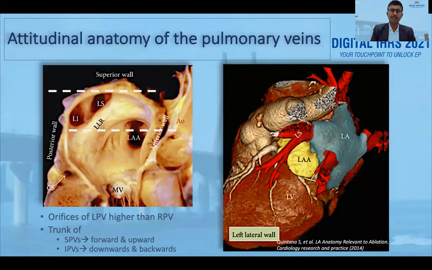The altitudinal anatomy of the pulmonary vein is important. The orifice of the left superior pulmonary vein is usually higher than the right superior. It is not surprising that we encounter a lot of left superior pulmonary veins that just take off the left atrial roof. The trunk of the pulmonary veins, as shown on the right side of the picture, the superior pulmonary veins tend to course themselves forward and upwards. And the left inferior and the right inferior move backwards and downwards.